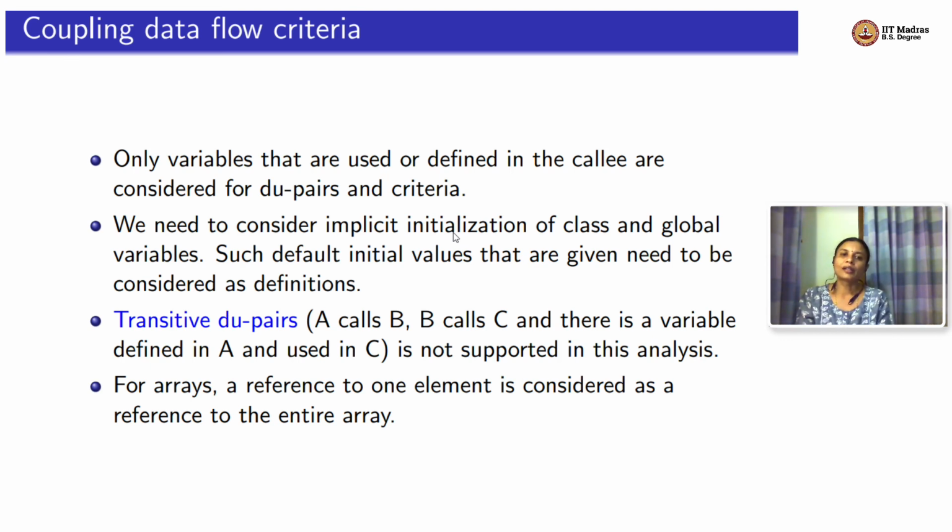And sometimes there could be transitive DU pairs. By transitivity, we mean a scenario like this. There are three functions, A, B, and C, and it could be the case that A calls B, B calls C, and there might be a variable that is defined in A and used actually only in C. And it is very difficult to do coupling data flow analysis for transitive pairs like these. We don't have automated support for this. You might have to do them manually.